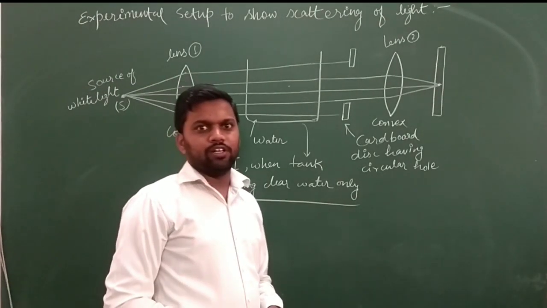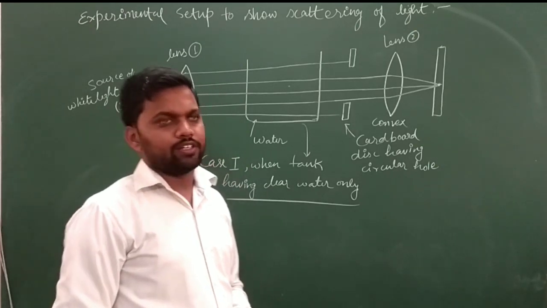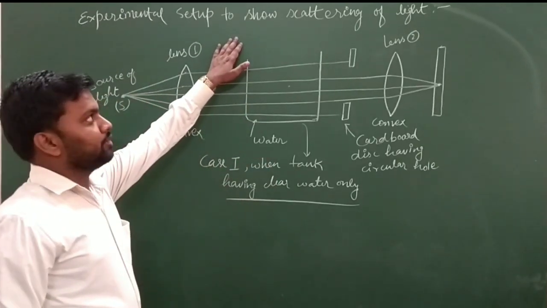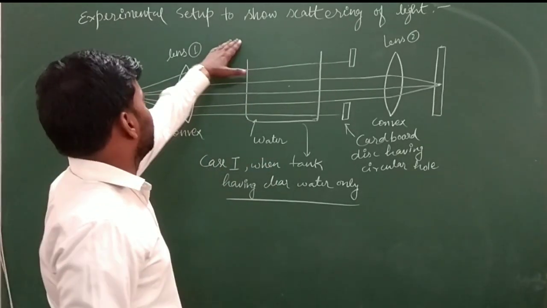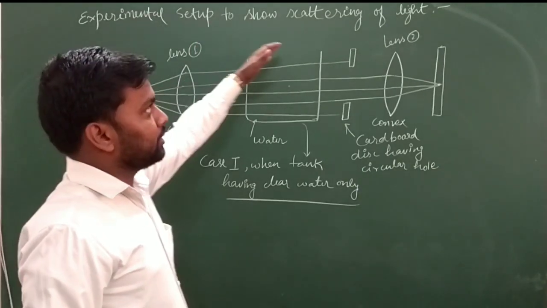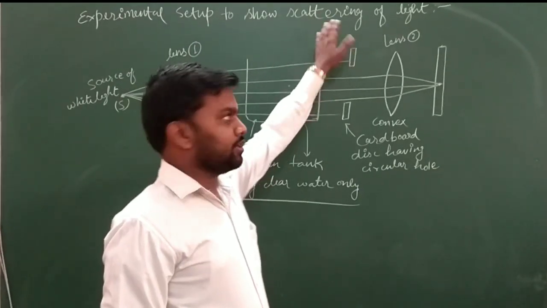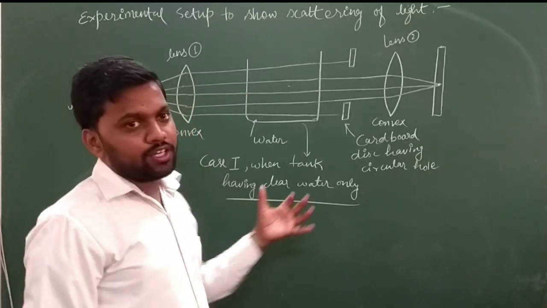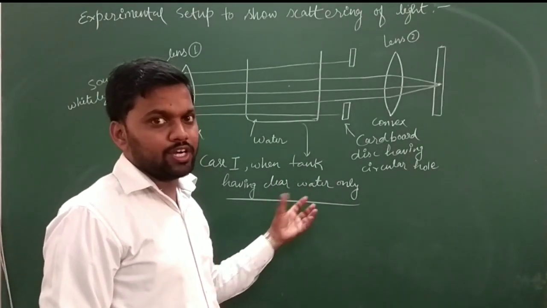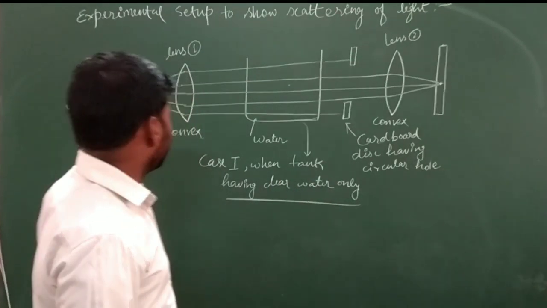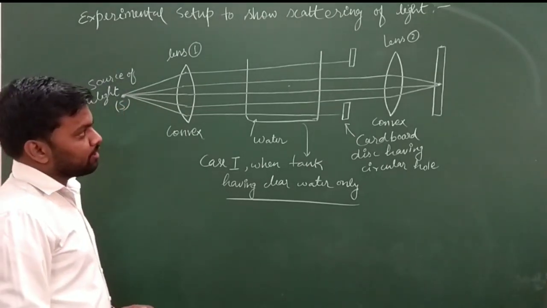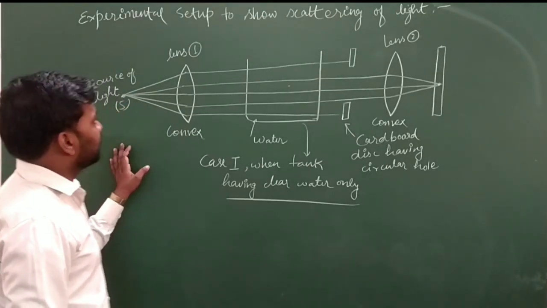Hello students, here we will see the scattering of light. What we will see in the chapter particularly is an experimental setup to show the scattering of light. Okay students, so what arrangement do we need to take to show the scattering of light? Here we will take some apparatus which you can see in the diagram.